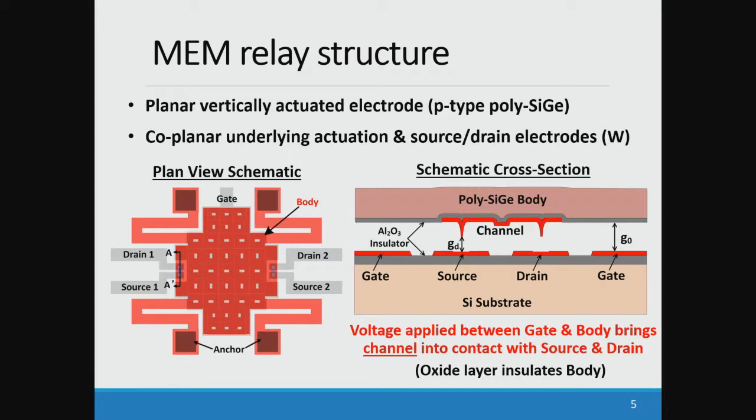Underneath this electrode, there is a coplanar actuation electrode, which is the gate, and on each side you have 2 pairs of source and drain electrodes made of tungsten. You can also see a schematic cross-section of the contacts. With this cross-section you can see G0, the initial actuation gap between the body and the gate, and GD, the contact gap between the source and the channel. When the voltage is applied between the gate and the body, this brings the channel into contact with the source and the drain, and then the current can flow from the source to the channel to the drain. There is also a small oxide layer to insulate the channel from the body.